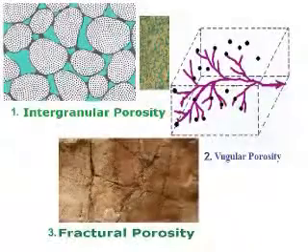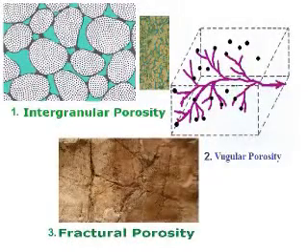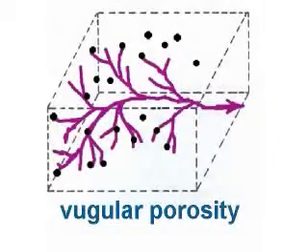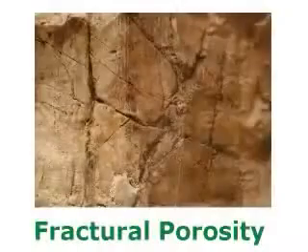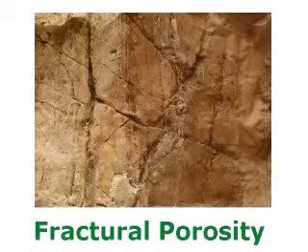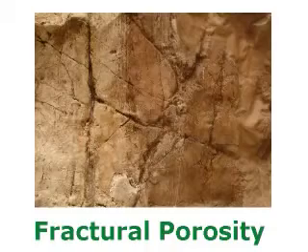So let's review. There are three types of porosity. 1. Intergranular porosity, where the porosity is caused by the spaces in between the grains. 2. Vugular porosity, where the porosity is caused by holes that form in the rock. And number 3, fractural porosity, where the porosity is created by fractures or large cracks in the reservoir rocks.